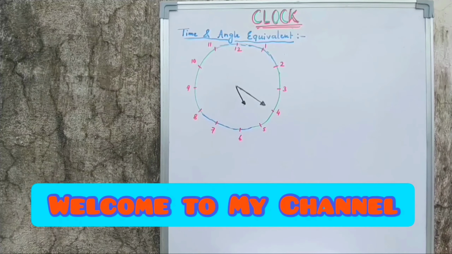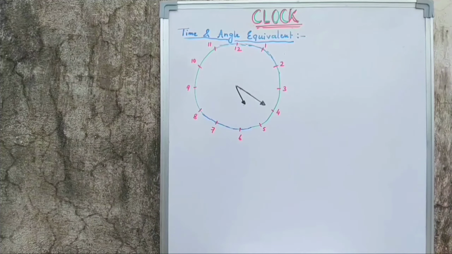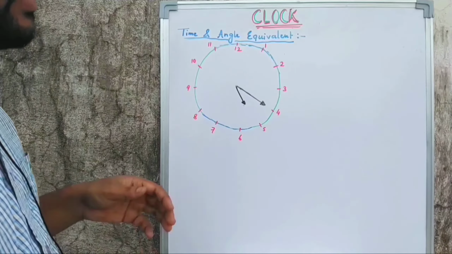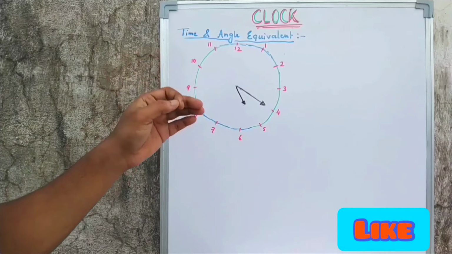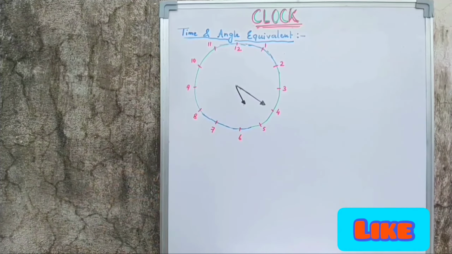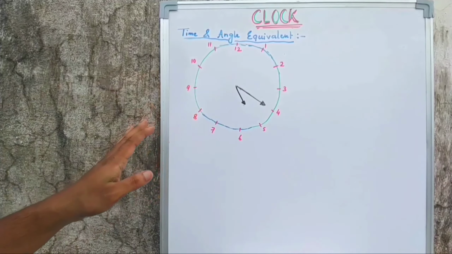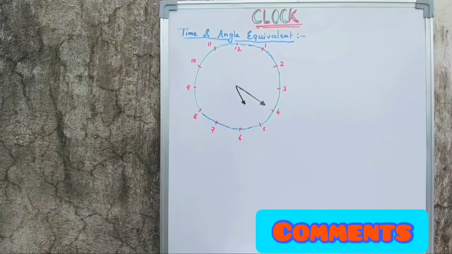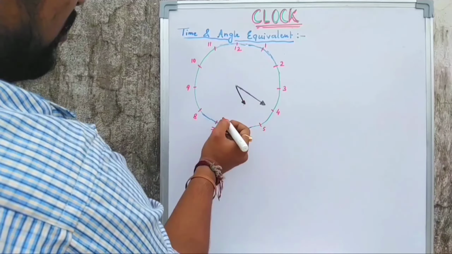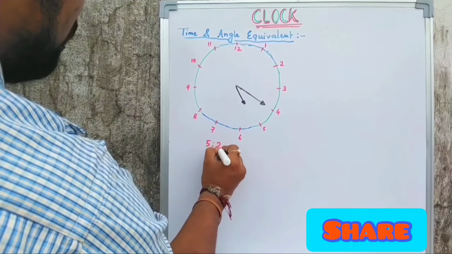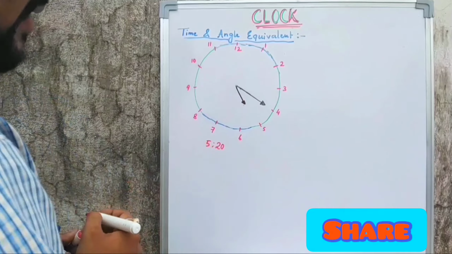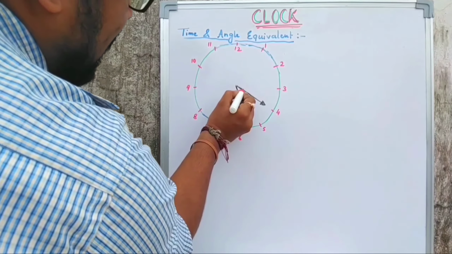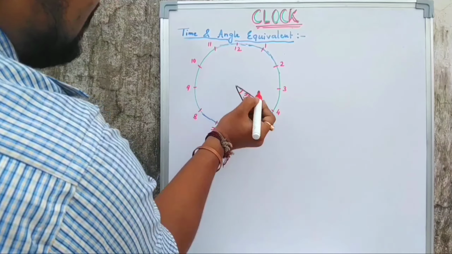Today I am going to explain the next part of this chapter, clock, that is time angle equivalent. What does it mean actually? That means, for example, suppose I am asking you, at any particular time, what is the angle between the hour hand and the minute hand? Any arbitrary time you can take. For example, I have taken 5:20. At 5:20, how much angle are they making between the hour hand and minute hand? This is the question mark.